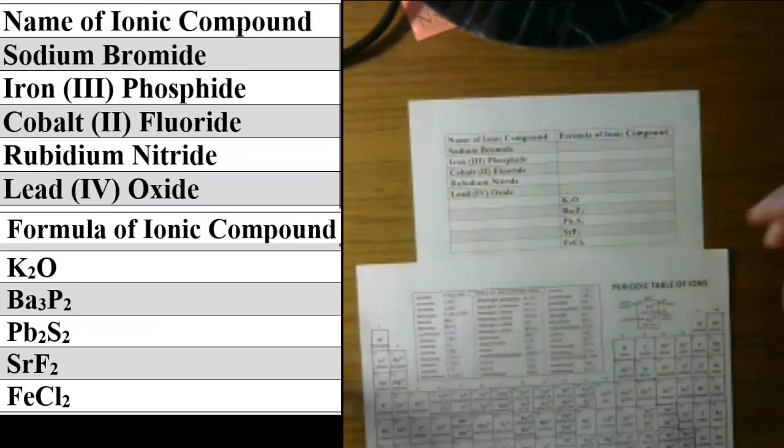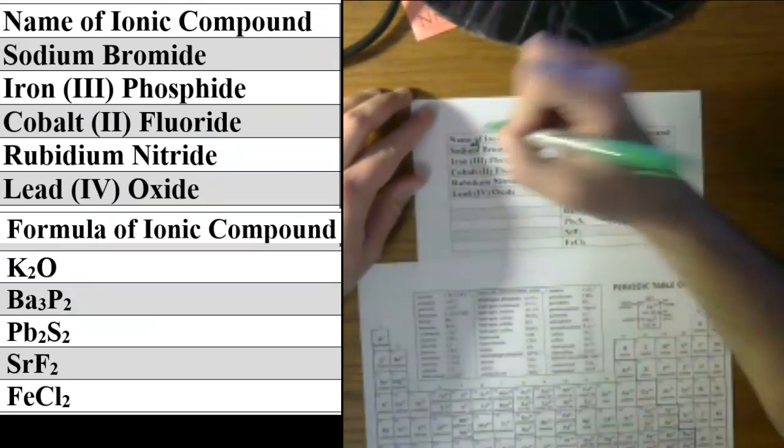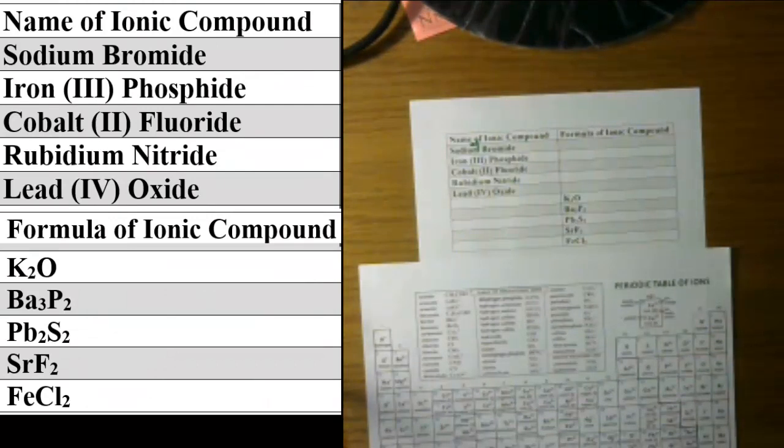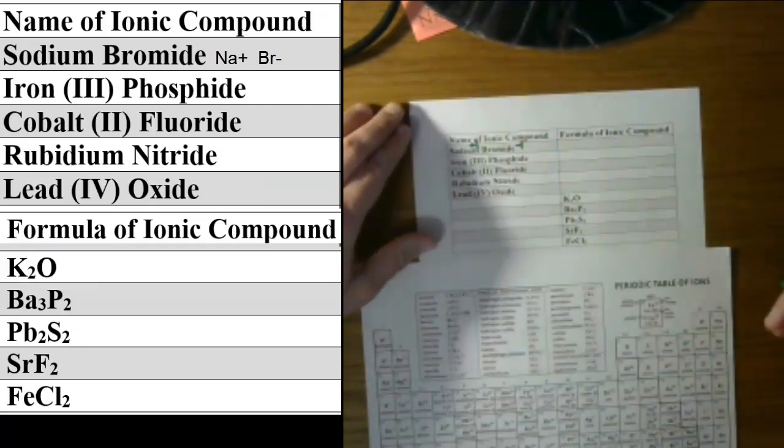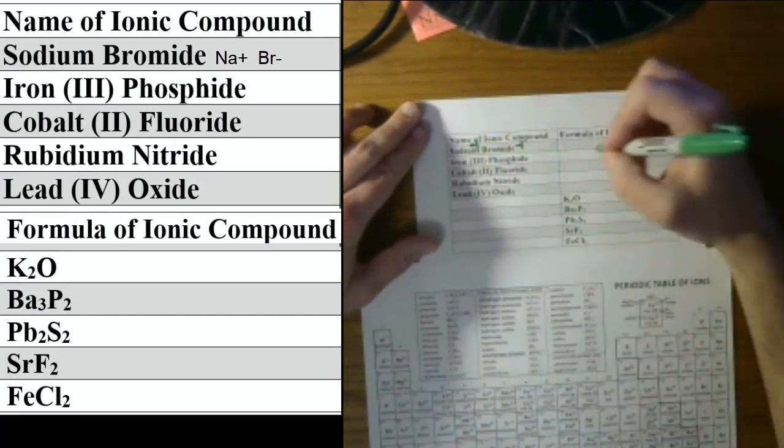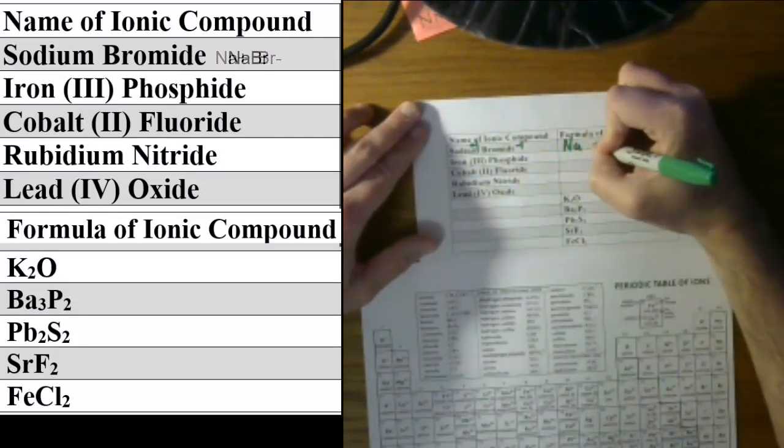So sodium bromide. Sodium is +1 and bromide is -1. Since they cancel each other out naturally, +1 and -1, I only need one of each. So my formula for that then is going to be NaBr.